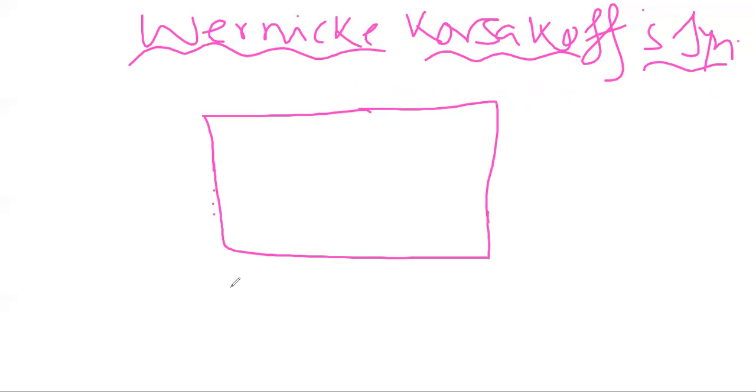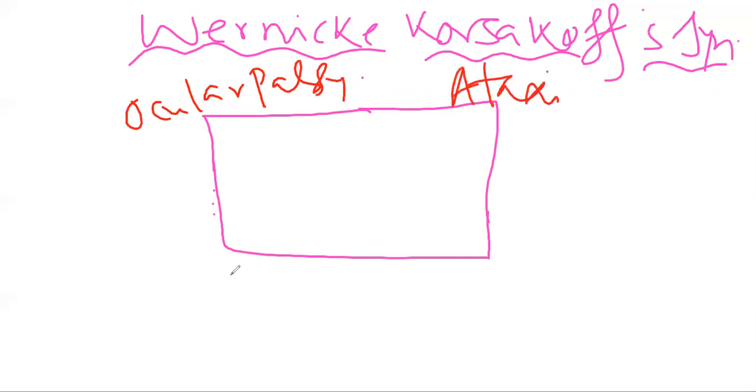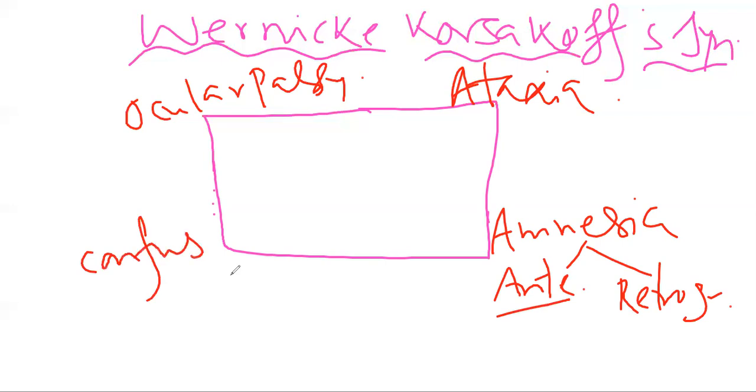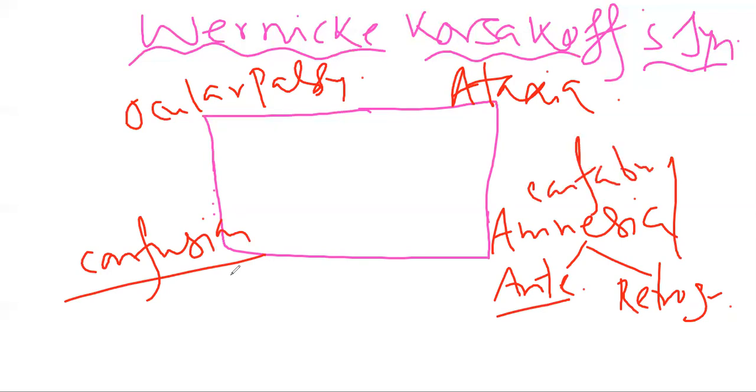One is the ocular palsy. Second is ataxia. Third one is amnesia. That means loss of memory, which can be antegrade and which can be retrograde. Retrograde amnesia means loss of previous memory, and antegrade amnesia means there will be no new memory formation. And one is the confusion. This amnesia can also be termed as confabulation.